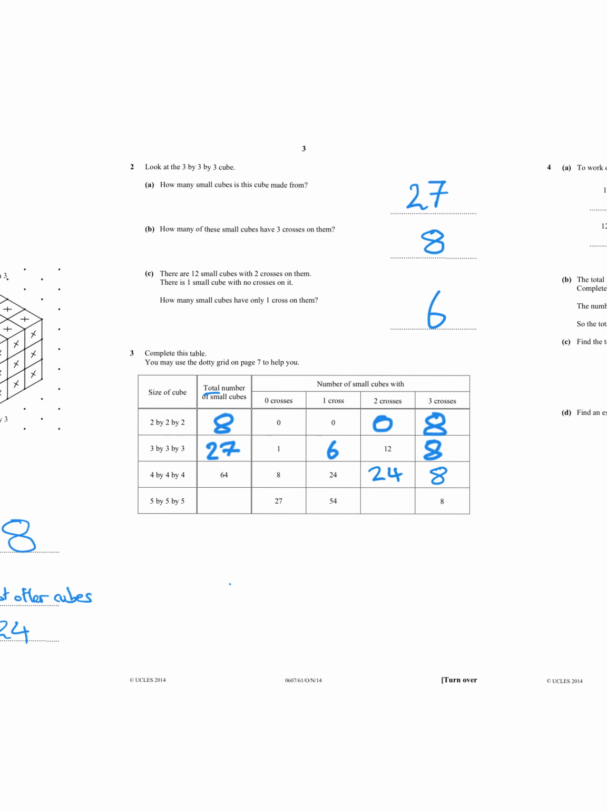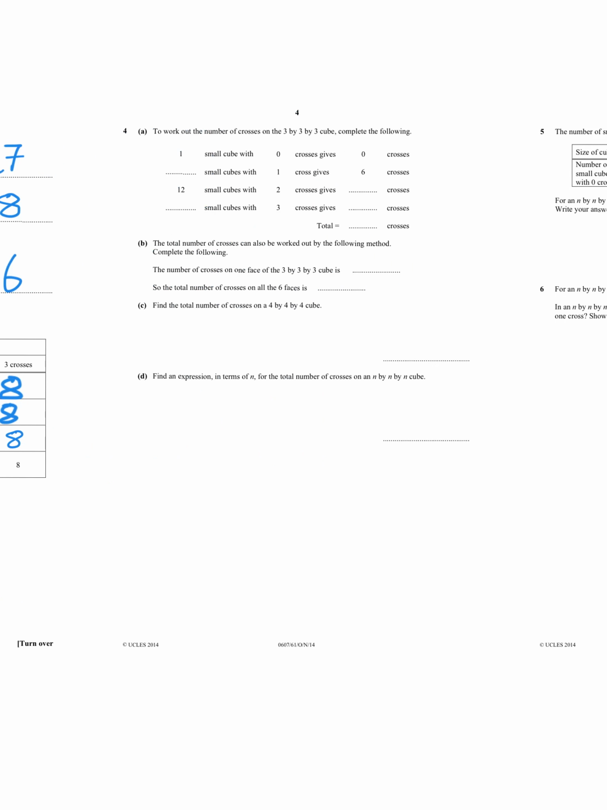2 times 2 times 2 gives us, hang on, let's use another tool. 2 by 2 by 2 equals 8. 3 times 3 times 3 is 27. 4 times 4 times 4 is 64. Which means 5 times 5 times 5, 125. And we need to work out the number of small cubes with 2 crosses in this large one.